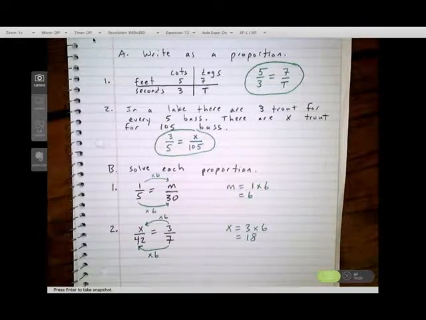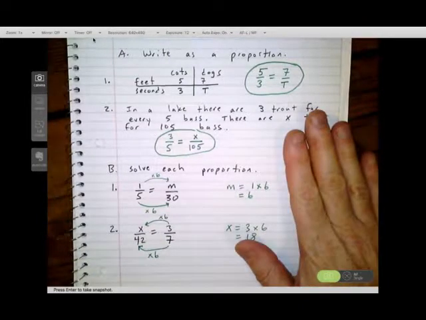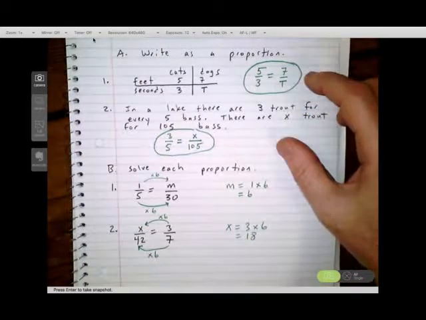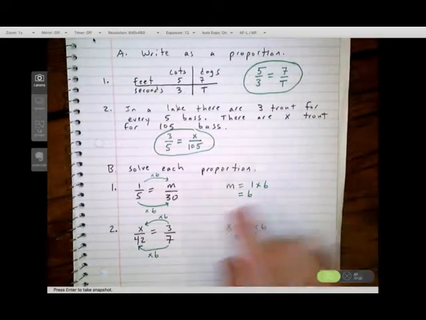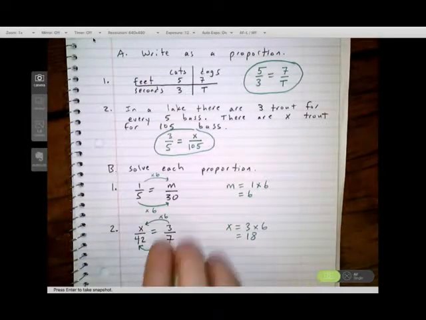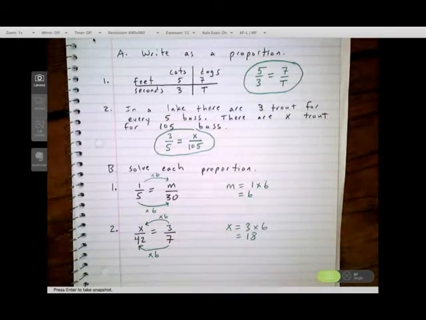So hopefully that, again, is enough to get you through everything that you need to do in section 3.4. You'll be writing some proportions, and then you'll be solving some really just by looking at what you need to multiply and make some equivalent fractions. It's not so bad, I hope.